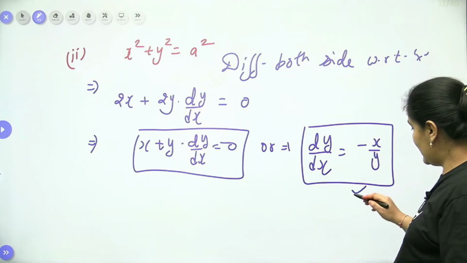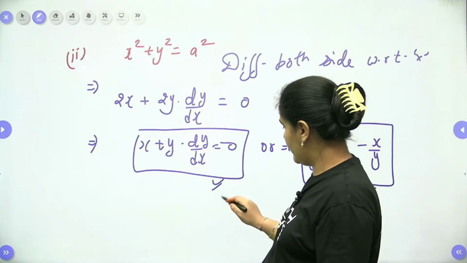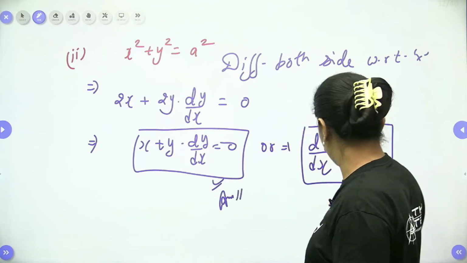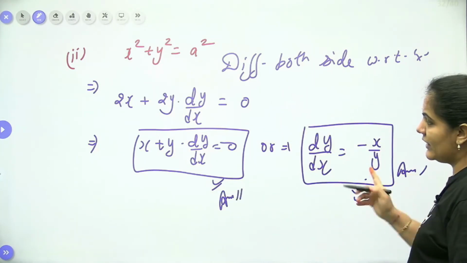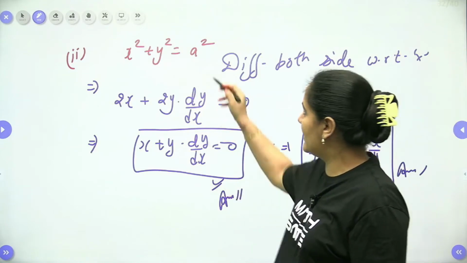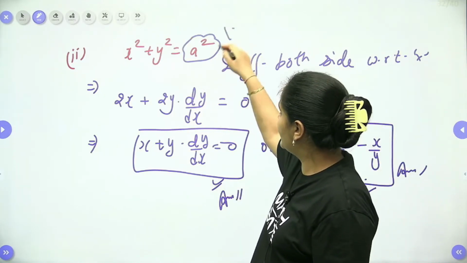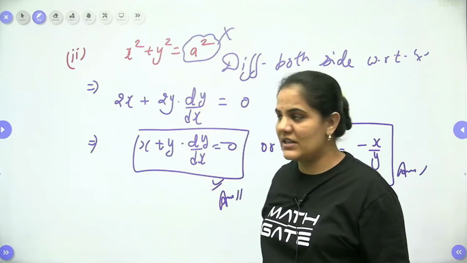So it's a simple thing. Either you can go with this one or you can go with this one. It's up to you, dear students. You can go with any of these methods, but remember only one thing: there should be no arbitrary constant in the given differential equation.